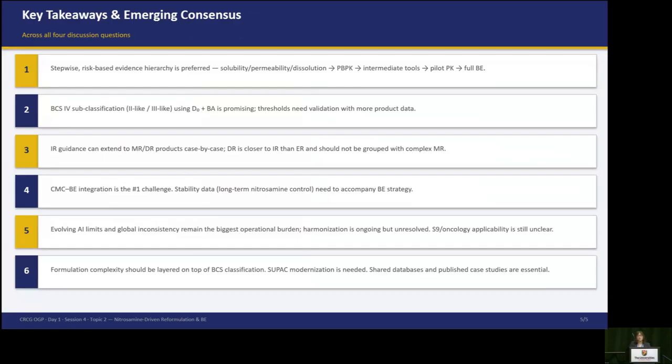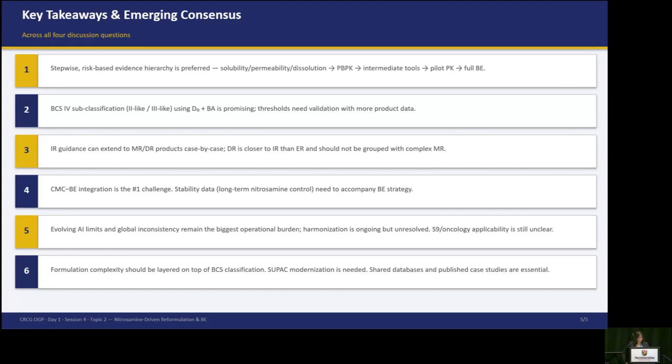The key takeaways of these 4 questions would be, the first one, we would like to come up with the stepwise risk-based evidence hierarchy. The first step is, as I mentioned, fundamental testing: solubility, permeability, and the dissolution testings. And we can use the mechanistic modeling, PBPK, to combine with the intermediate tools. The final approach would be to conduct the pilot PK study or the full bioequivalence study.